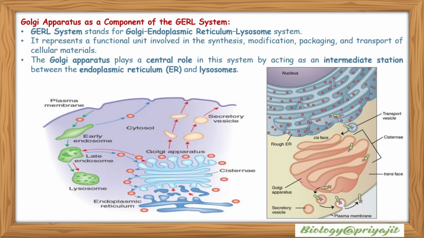Golgi apparatus as a component of the GERL system. GERL stands for Golgi, endoplasmic reticulum, lysosome system. It represents a functional unit involved in the synthesis, modification, packaging and transport of cellular materials. The Golgi apparatus plays a central role in this system by acting as an intermediate station between the endoplasmic reticulum, ER, and lysosome. In our previous class we learned about the endoplasmic reticulum, and in our next class we will learn about lysosome. So the Golgi apparatus acts as an intermediate between the endoplasmic reticulum and lysosome.